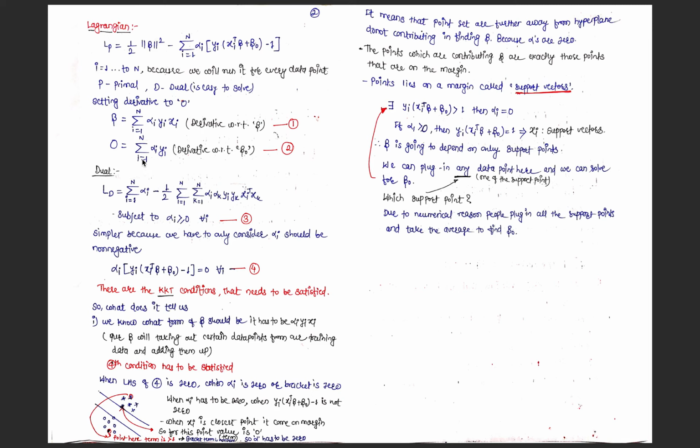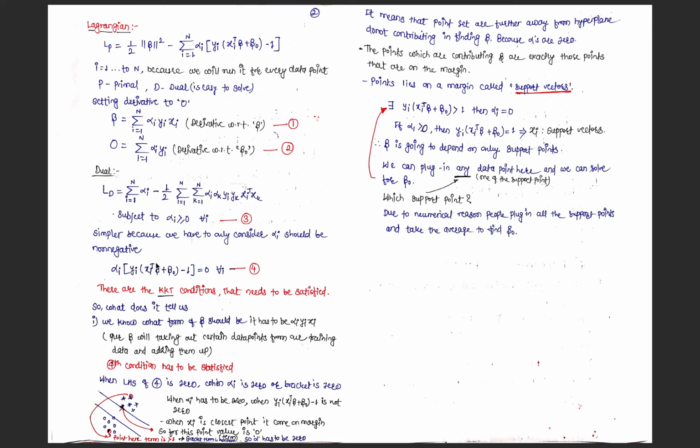Suppose we get the dual of the Lagrangian, it will come like this: LD is equal to summation i equal to 1 to n of alpha i minus 1 by 2 summation of i equal to 1 to n, k equal to 1 to n of alpha i alpha k yi yk xi transpose xk, based on these conditions. Okay, and subject to alpha i greater than or equal to 0 for all i. This we will call the third equation.